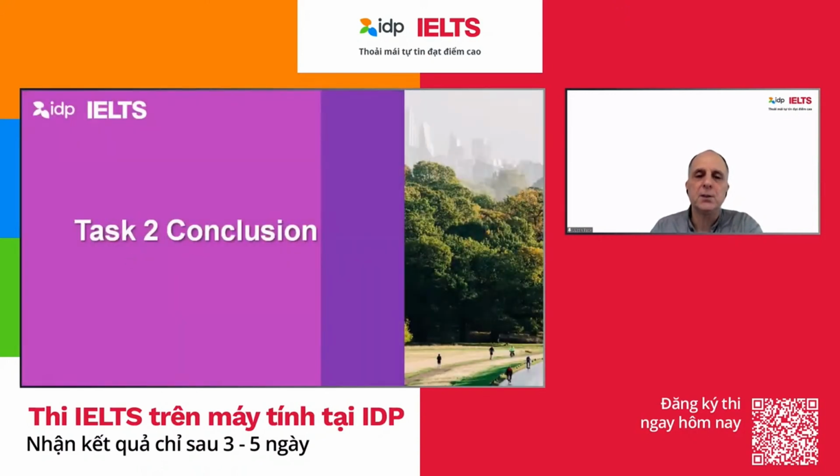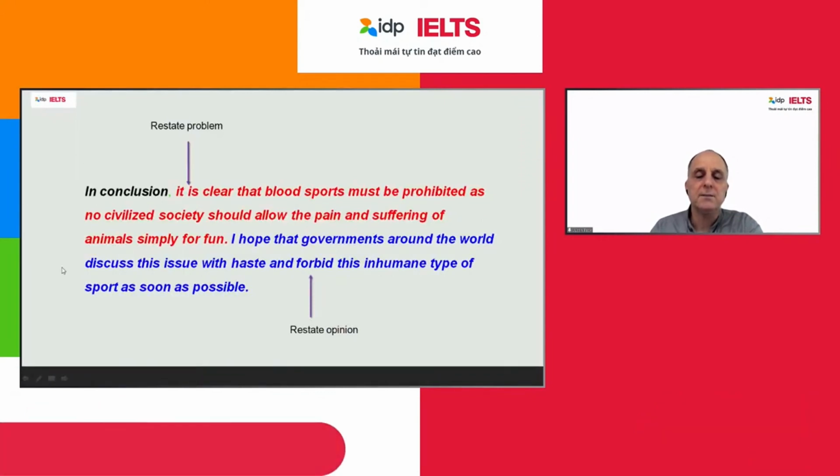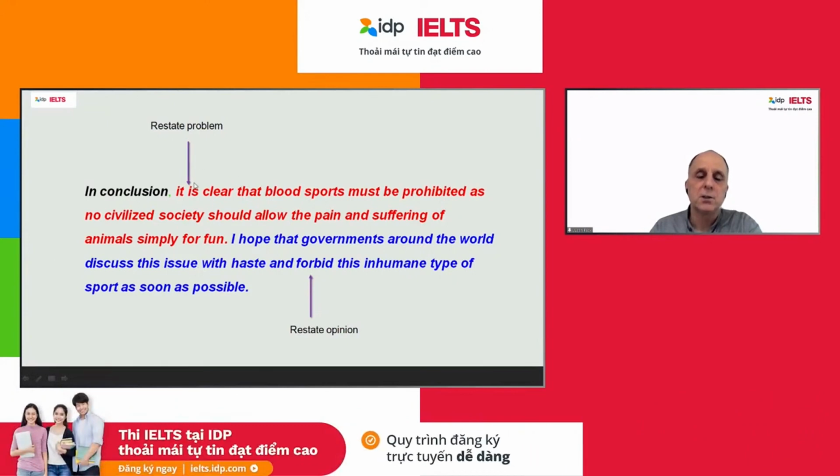Okay, moving to the conclusion. Now, once again, for a very high score, you should have a conclusion. But if you're not going to finish your task 1, then jump to task 1 and then come back to the conclusion if you have time. So restate the problem: "It is clear that blood sports must be prohibited. I hope that the governments around the world discuss this, restate the opinion, and forbid this inhumane type of sport as soon as possible."